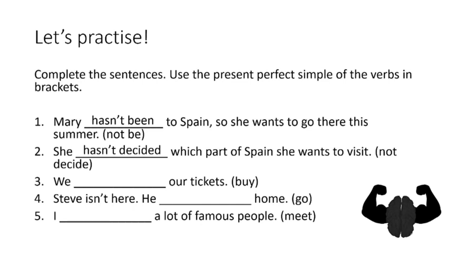Number 3, we buy our tickets. We have, right? We have bought our tickets. What about number 4? Steve isn't here. He is third person singular, so we need has. He has gone home. He's not here. He has gone. And the last one, I meet a lot of famous people. I, first person singular, have met a lot of famous people.